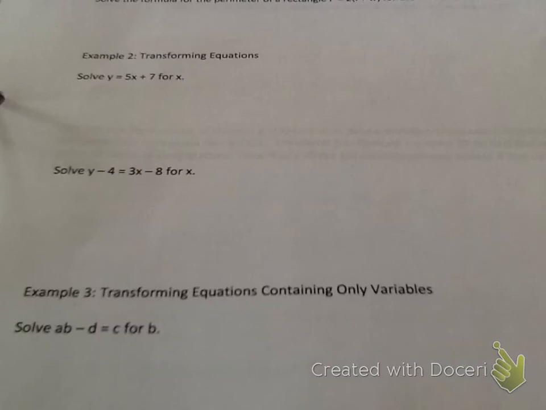Alright. Not a formula this time, but just an equation. Solve y equals 5x plus 7 for x. So if we want to solve for x, we would subtract 7. So we have y minus 7 equals 5x, and then divide by 5. Now that's divide everything by 5. So you have to keep y minus 7 in the numerator and divide everything by 5.